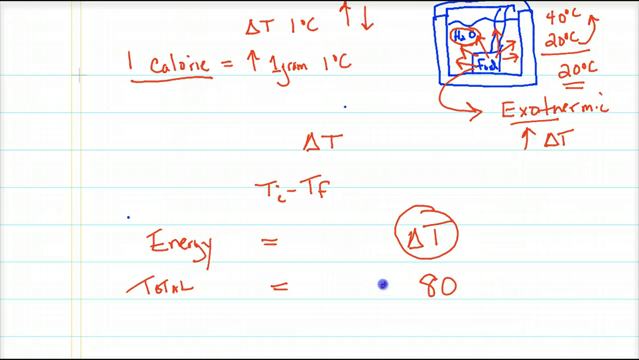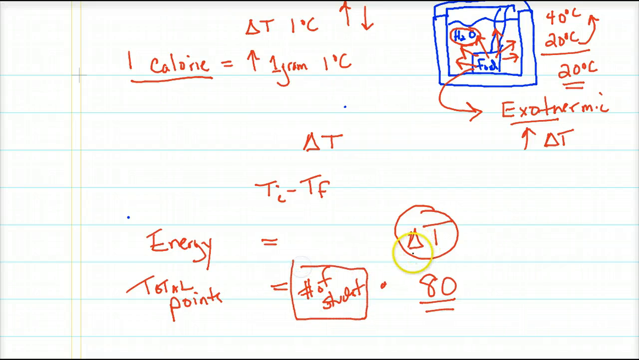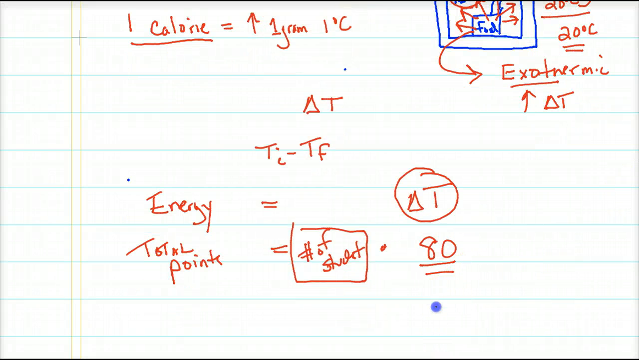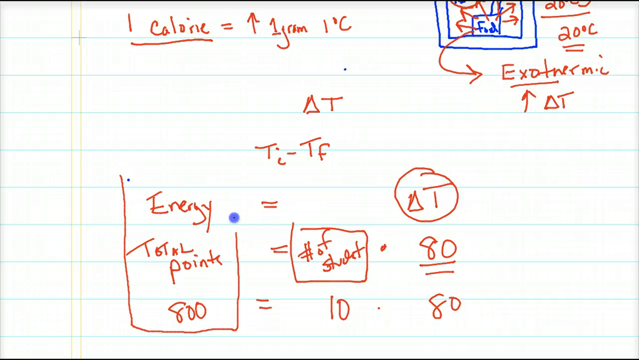Well, if this is my average, I'll multiply it by the number of students, right? If the average of all the students' grades is 80, and I want to know the total points, I take the 80 times the number of students. So if there was a class average of 80 and there were 10 students, I have a total of 800 points. And that's what we're doing when we measure total energy. We're finding the total points.